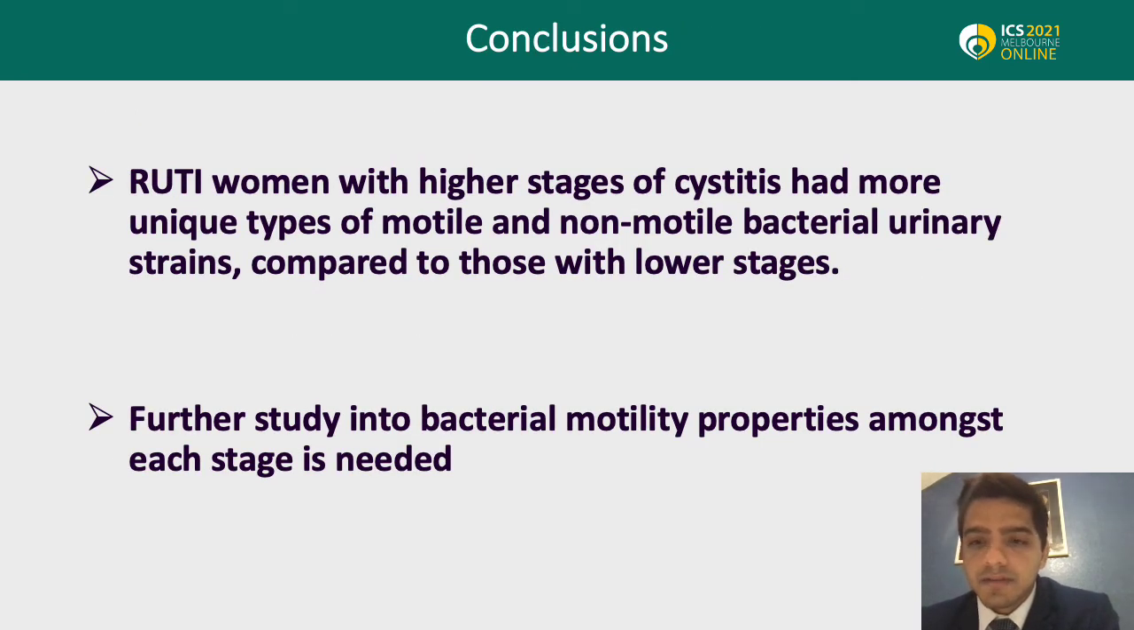In conclusion, what we learned is that women with recurrent urinary tract infections at higher stages of cystitis have more unique types of motile and non-motile bacterial urinary strains compared to those with lower stages, and that further study into bacterial motility properties amongst each stage would be beneficial.